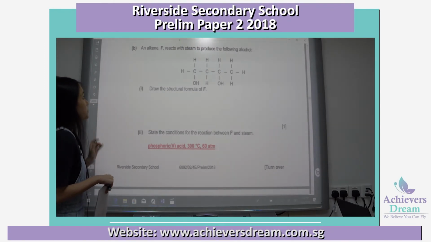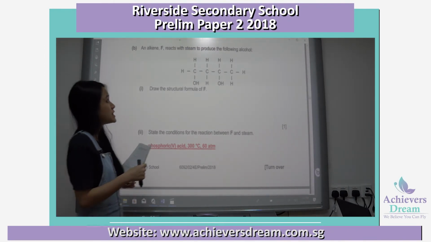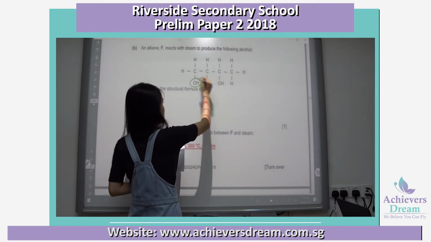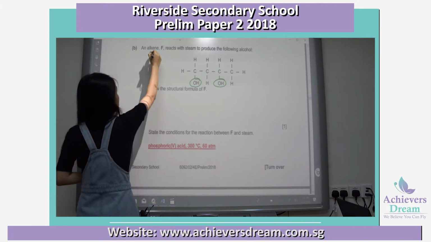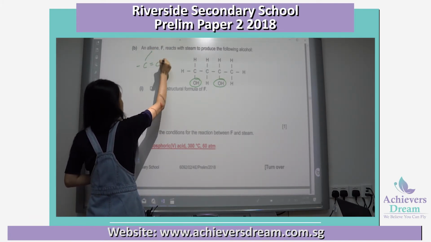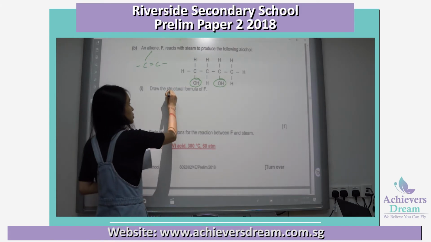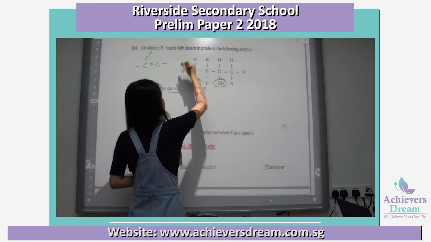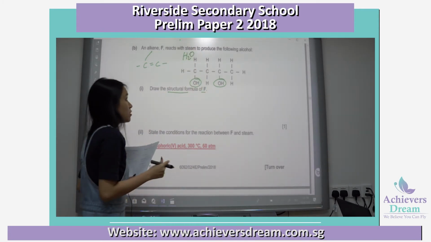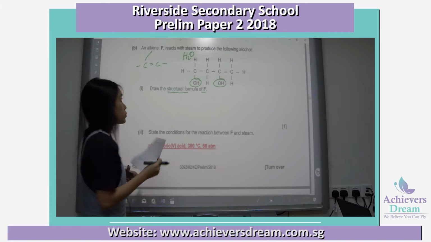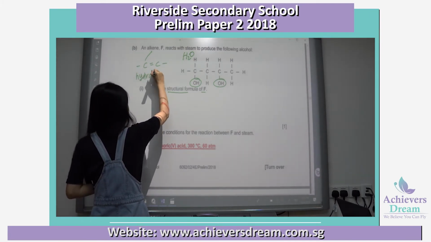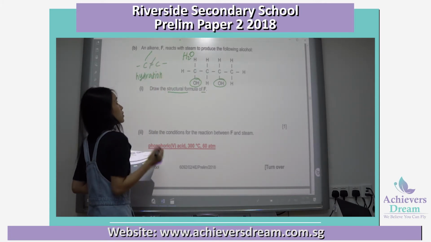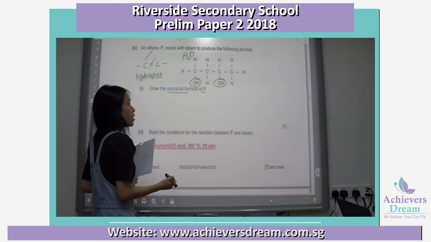Let's take a look at part B. An alkene F reacts with steam to produce the following alcohol. For an alcohol, remember we always have your hydroxyl group. Alkene means there's a presence of a C=C double bond here. So we want to find out the structural formula of F. Where is the C=C double bond? Remember, when steam is being added, this is known as your hydration process. The steam will be added to the C=C double bond and it will break the C=C double bond, to give you your OH as well as your H here.